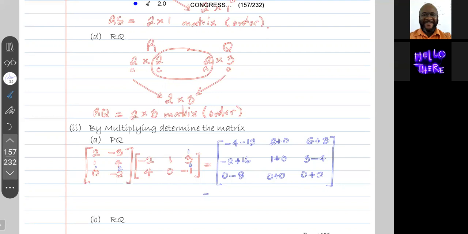The final answer is minus 16. If the signs are the same, add and keep the sign. 2, 9, 14, 1, minus 1, minus 8, 0, 2. So this is the matrix product PQ.